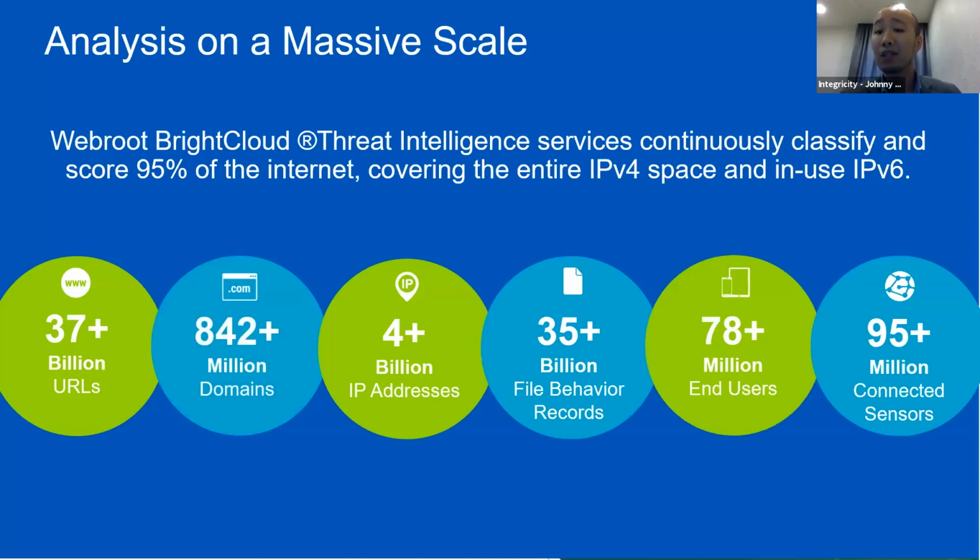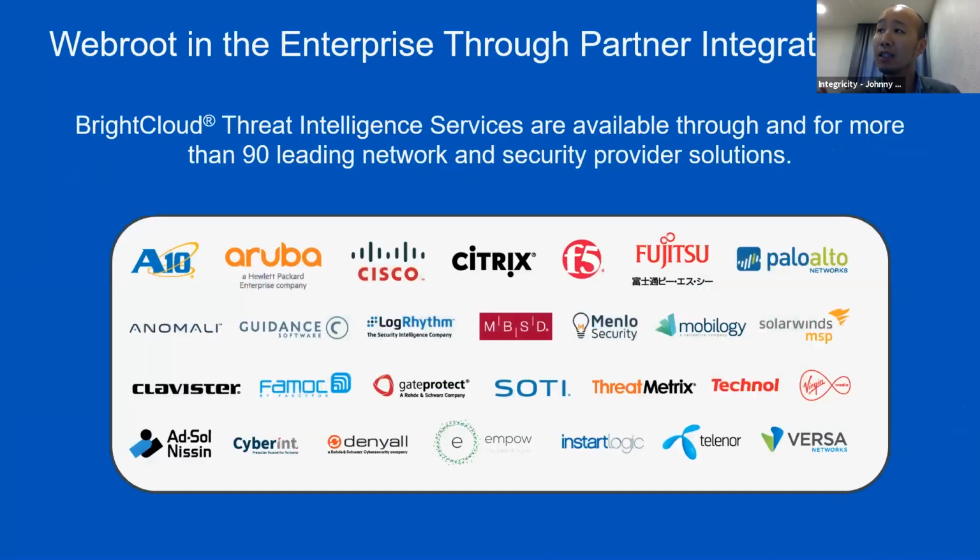And from here, you can see the things we can analyze and all these various statistics here, all right? 37 billion URLs, 842 million domains, and so on, right? And not only that, remember I mentioned earlier the 90 leading network and security providers. These are some examples of well-known providers you see out there. They are using Kaseya Cloud's.